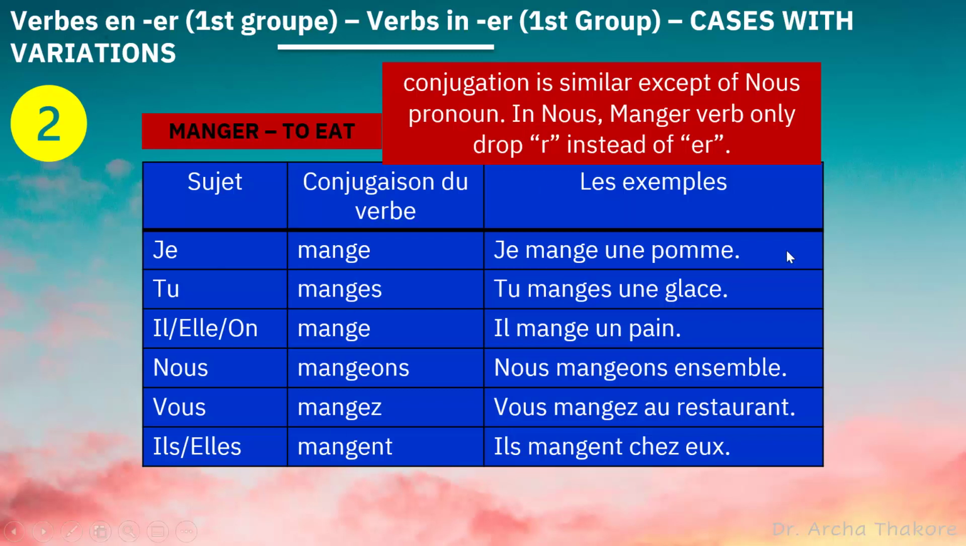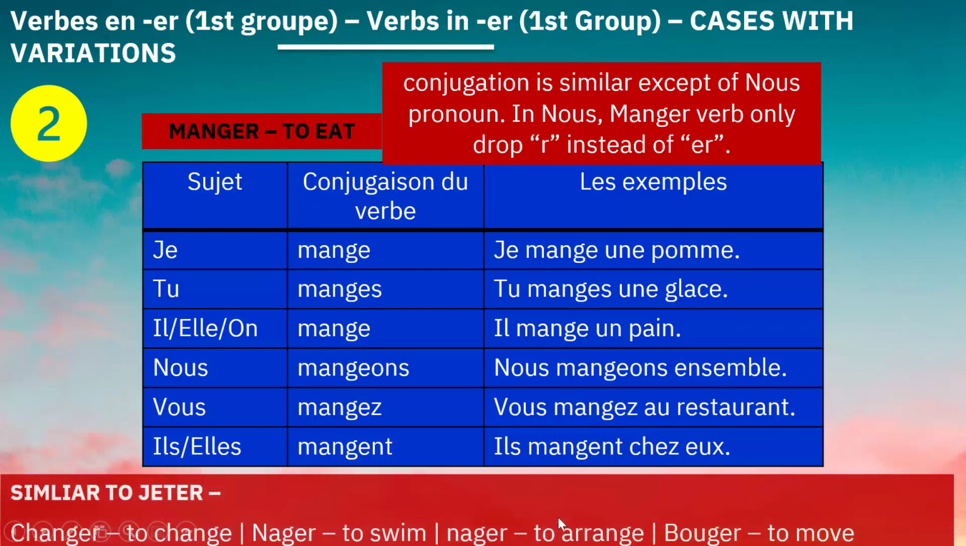Okay, let me read all of them together for you. Je mange une pomme. Tu manges une glace. Il mange un pain. Nous mangeons ensemble. Vous mangez au restaurant. Ils mangent chez eux. Okay, let's see what next.